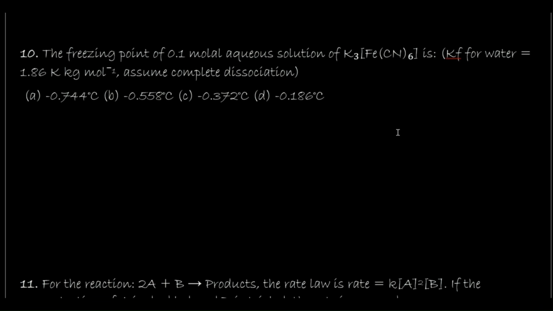Okay, moving on to the next question. The freezing point of 0.1 molar aqueous solution of this potassium complex, and the Kf of water is given. Assume complete dissociation. This is the part where solution and coordination chemistry combine to produce the answer. You just have to know the van't Hoff factor, how many ions are produced.